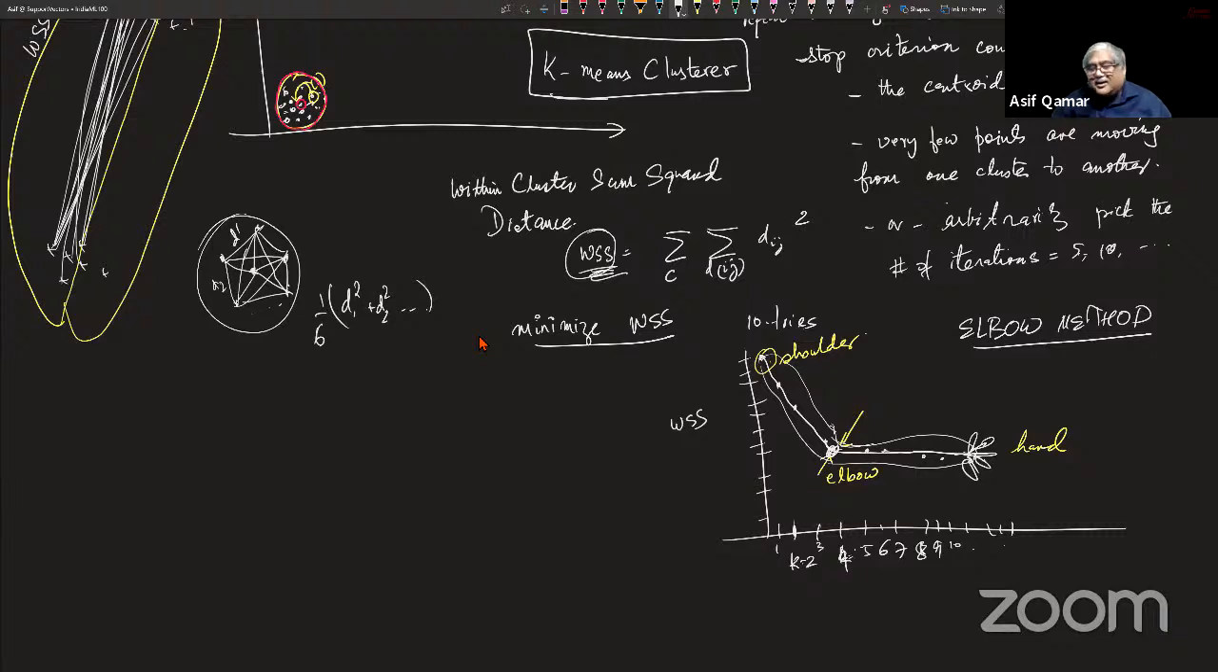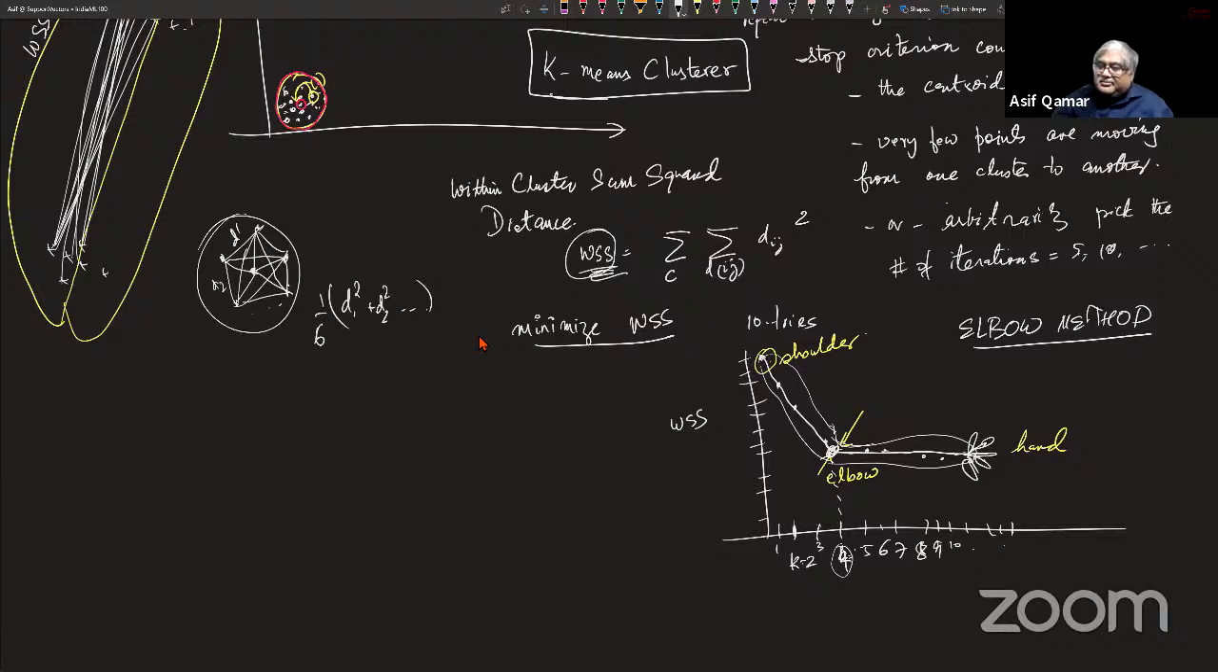Yes, sir. So what happens is if you look at the WSS plot, you will usually find an elbow at some point. And that elbow, wherever it is, let's say it is pointing to 4. So you would say that the best number of clusters to find in the data is 4. Right. So there is this elbow method.